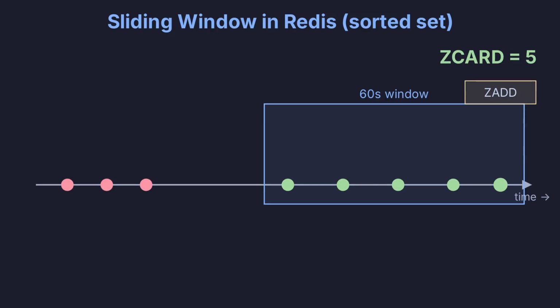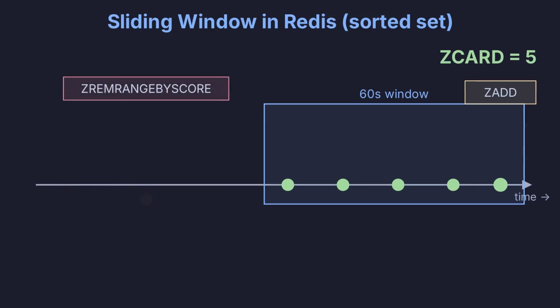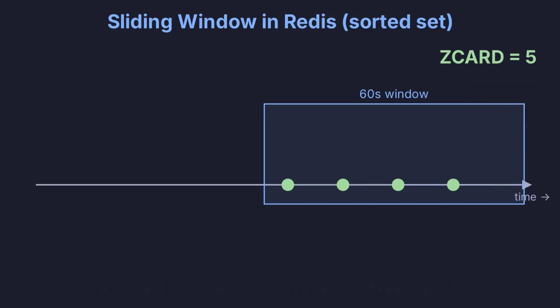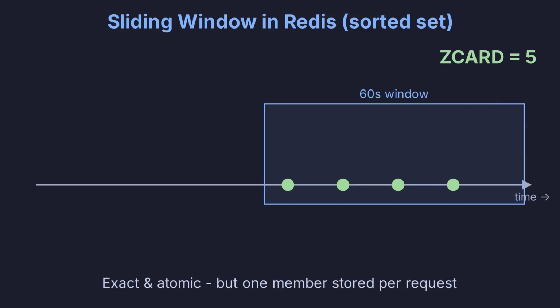For each new request, you add it to the set, then remove entries older than the window, and count the remaining. This gives exact per-window counts atomically, but high-throughput systems can cause memory pressure because every request adds a member.